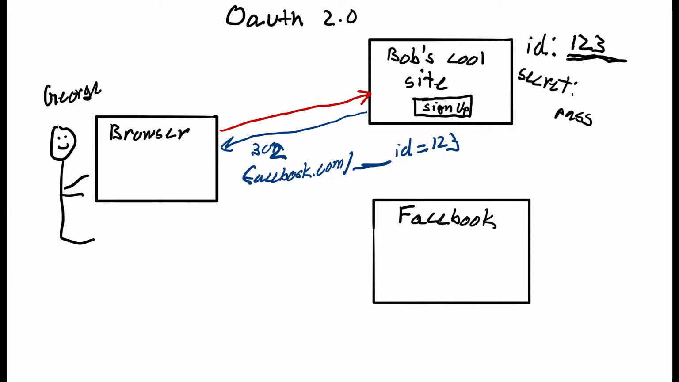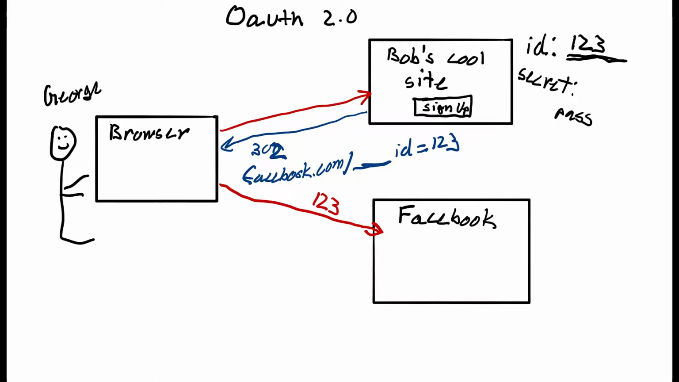So yes, he is giving out his ID in the open. And if you look at this transaction and you're a hacker, yes, you can get the ID, but without the secret, you can't really act on Bob's behalf. So he gives the 302 back to the browser. Now the browser sees that 302 and automatically makes another HTTP request to Facebook that includes the ID, so that Facebook knows that someone is trying to sign up for Bob's cool site, because it sees the 123 ID and knows that is Bob's cool site.